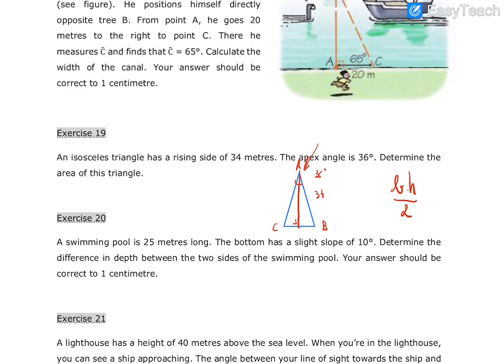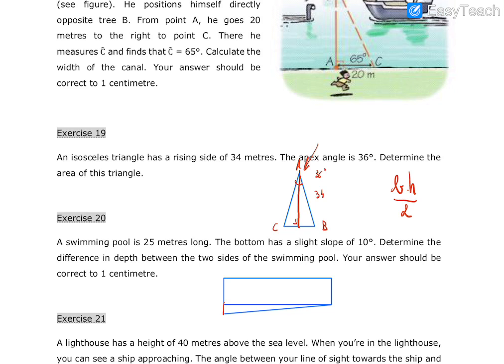Exercise 20, you're going to prepare as well. A pool is 25 meters long. So this is the pool. And the bottom of the pool has a slight slope. De bodem loopt een beetje af naar beneden, kan je zeggen.